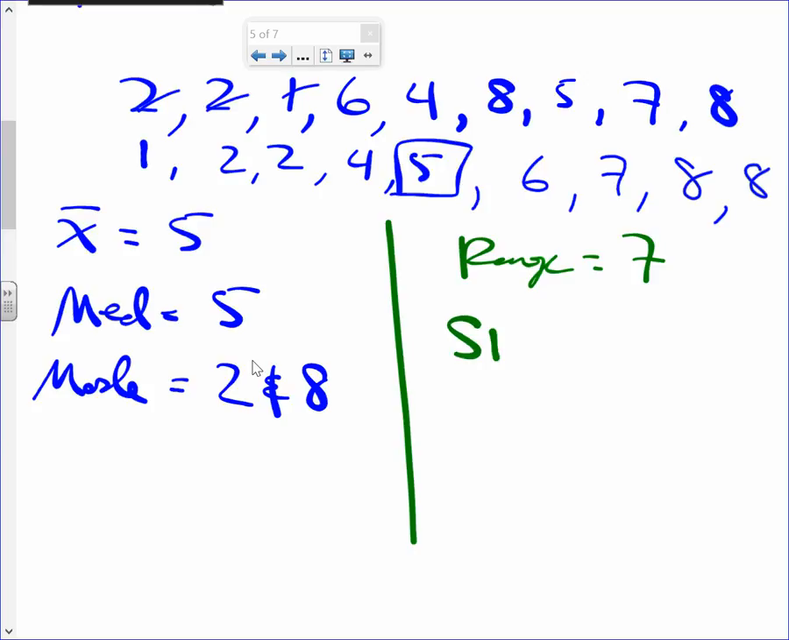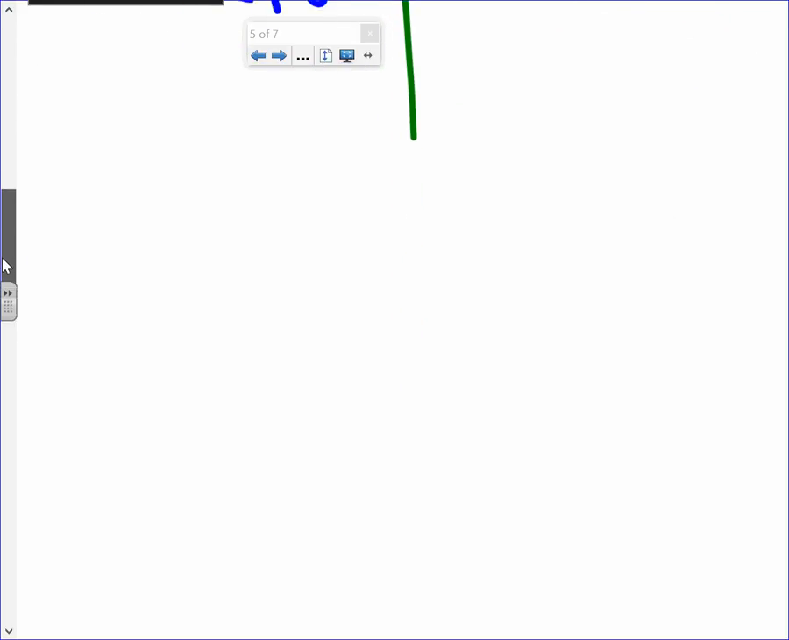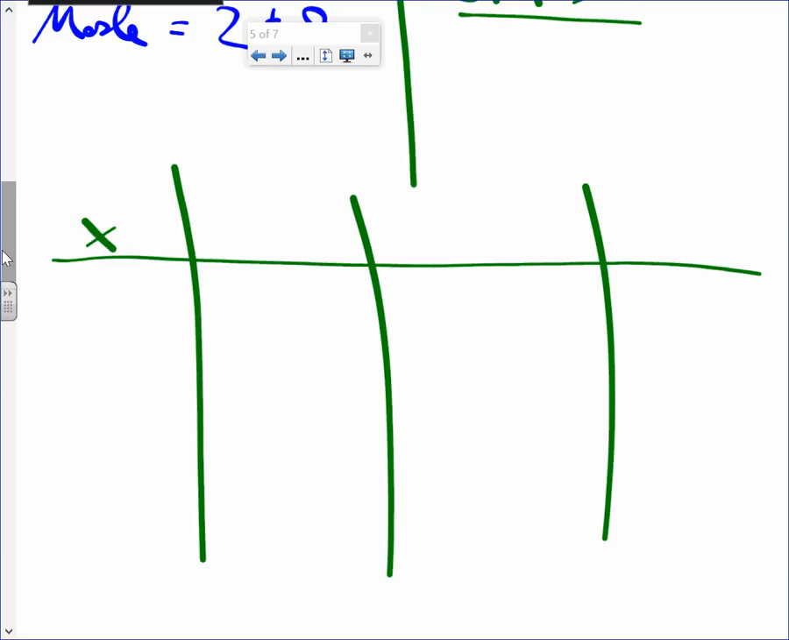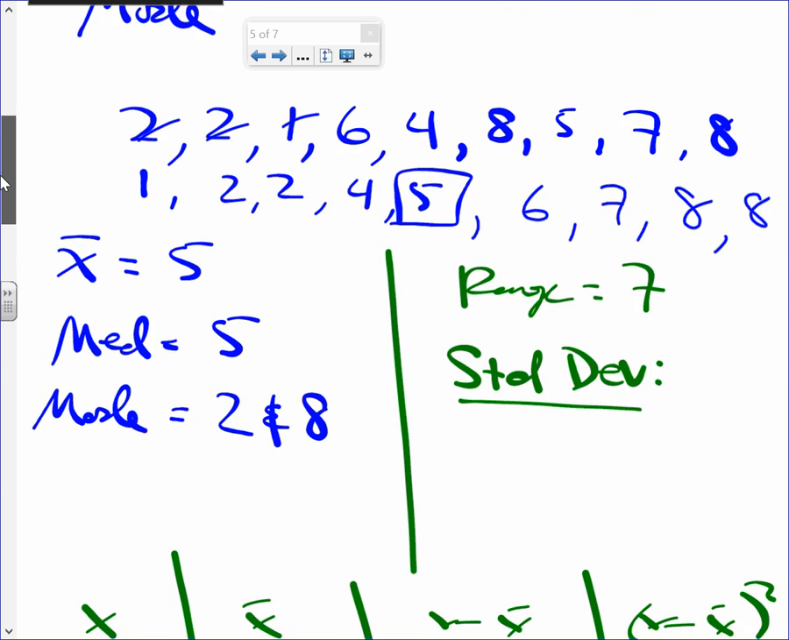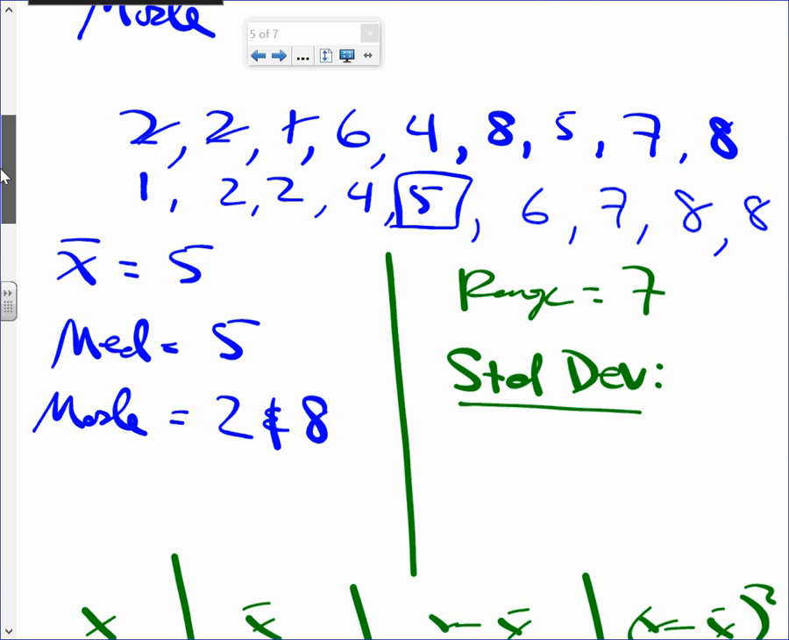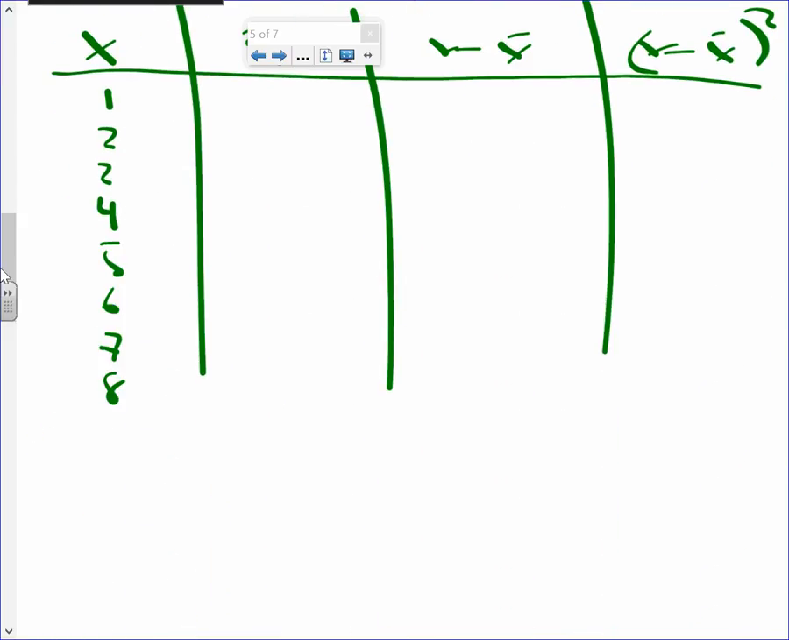Standard deviation. Here we go. STD. Doesn't sound right, huh? STDs. Let's do the standard deviation. Here we go. I'm going to go fast. 4 columns. Data values: mean, deviation, deviation squared. You guys with me? Here we go. 1, 2, 2, 4, 5, 6, 7, 8, 8. The mean was 5. Woo!